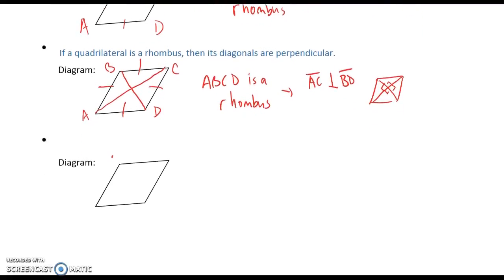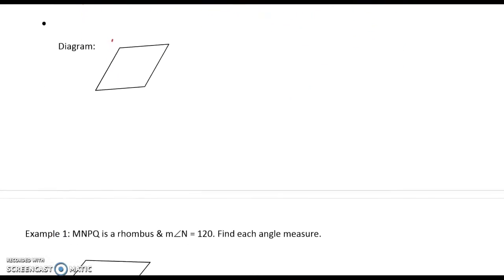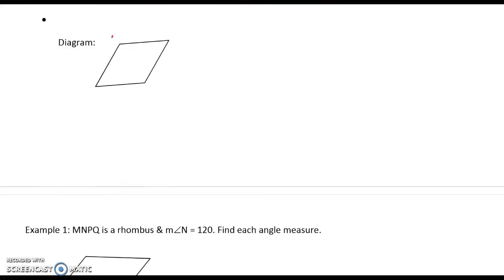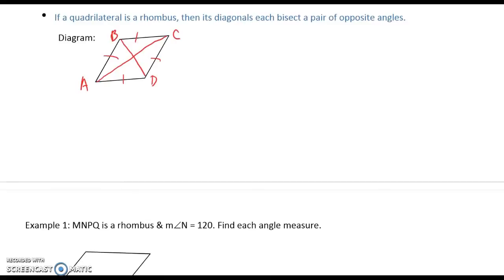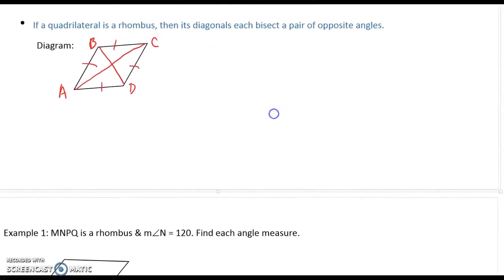Okay. Next, our last property that is specific to just rhombuses is that the diagonals each bisect a pair of opposite angles. Okay, so what that means is that the diagonals, right, AC and BD, are going to cut their opposite angles in half. So obviously AC is going to cut angles BAD and BCD in half. BD is going to cut the angles it intersects in half. All right, so let's go ahead and write that down.